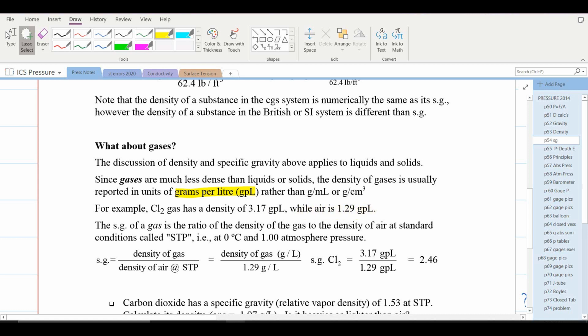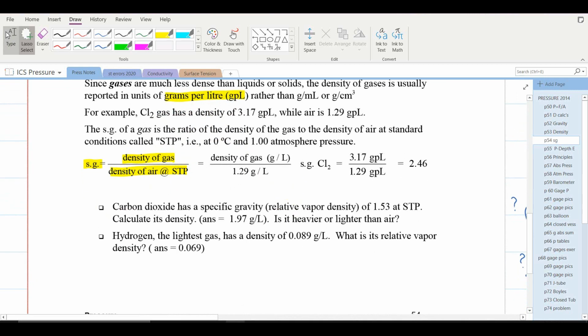So the specific gravity of a gas is calculated as the ratio of the density of the gas divided by the density of air at STP. So you're dividing by 1.29 grams per liter. In the case of chlorine, that would be 3.17 grams per liter divided by 1.29 grams per liter, or 2.46 is the specific gravity of chlorine.